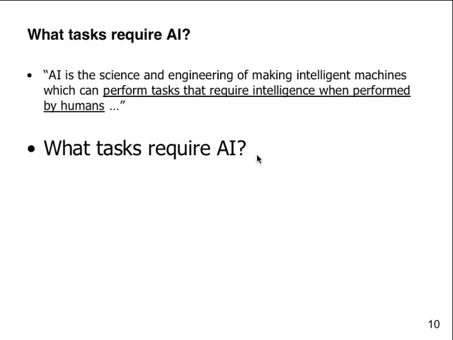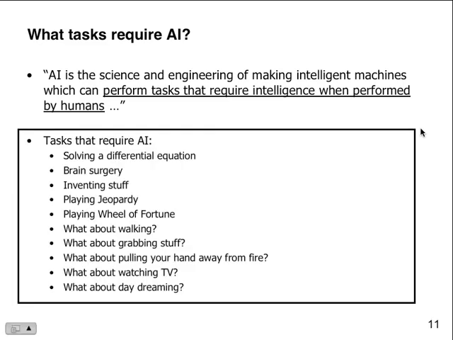So what tasks require AI? AI is the science of engineering, making intelligent machines, performing tasks that require intelligence when performed by humans. What tasks require AI? Almost every task. And here's some examples here. Solving a differential equation. Brain surgery could require some AI. Inventing stuff, playing Jeopardy could require AI.